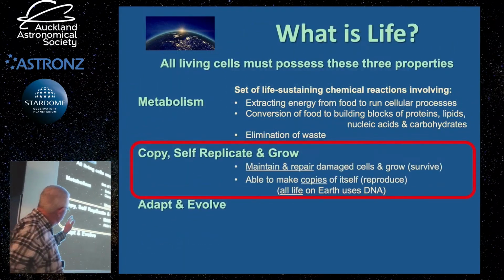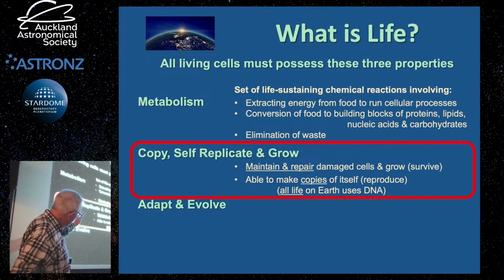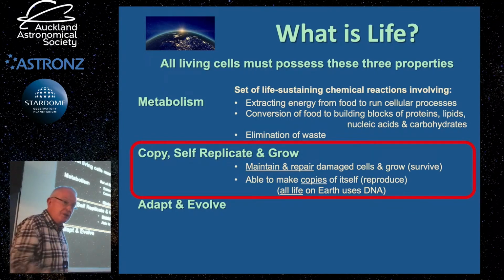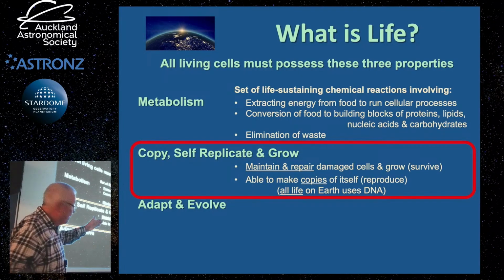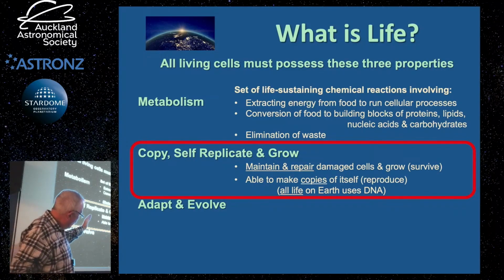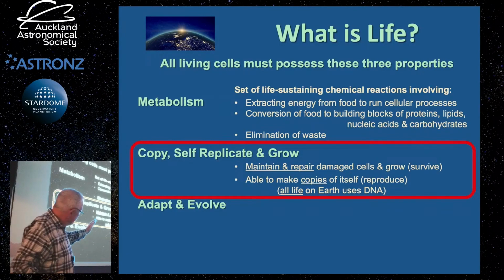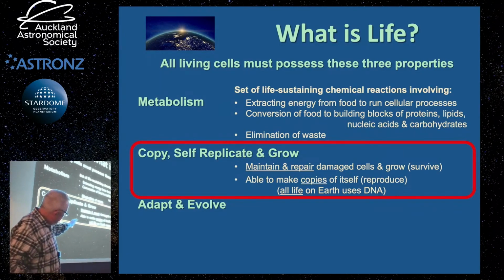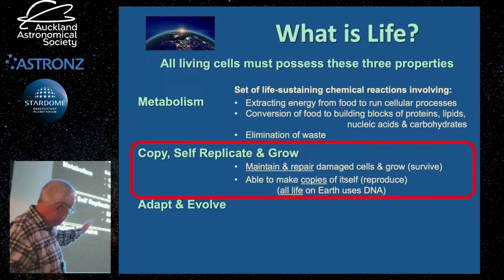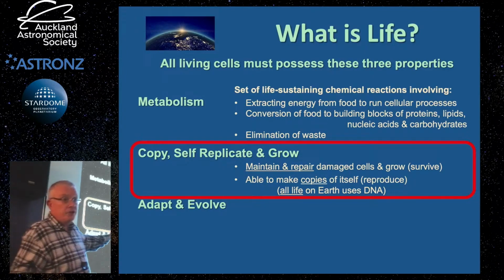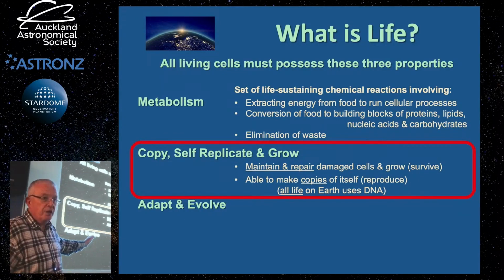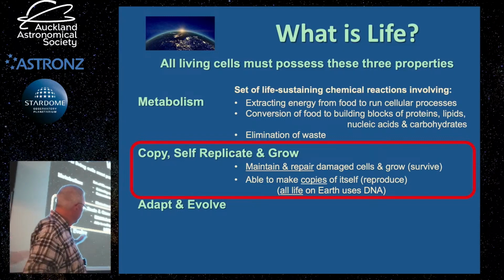Cells must be able to copy, self-replicate and grow, which means they must maintain and repair any damaged cells. Any damage comes to a cell, it's got to repair itself. It's got to be able to grow and to survive, but also it's got to make copies of itself. So it's got to be able to reproduce. And incidentally, I throw in here, this is going to be a common theme that you're going to hear time and time again in this talk. All life, as I've written here, uses DNA. There are so many universal things in biology that all of life, right across the board, uses.